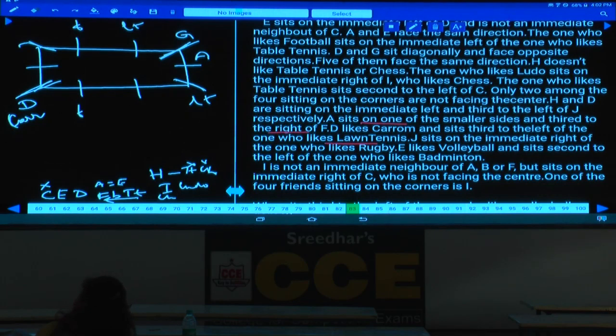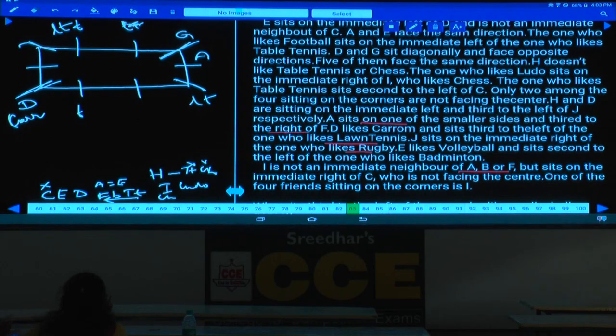Long tennis must be at this place, isn't it? Third, J sits on the immediate right of the one who likes rugby. E likes volleyball and sits second to the left of the one. I is not an immediate neighbor of A, B, or F.